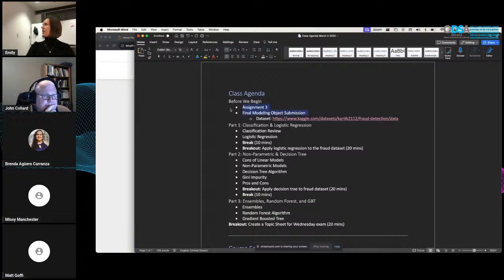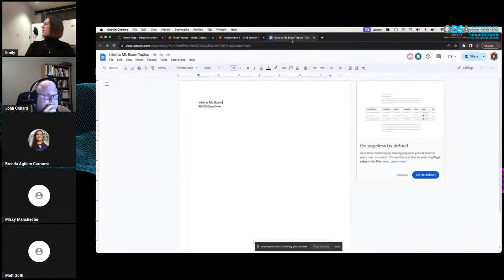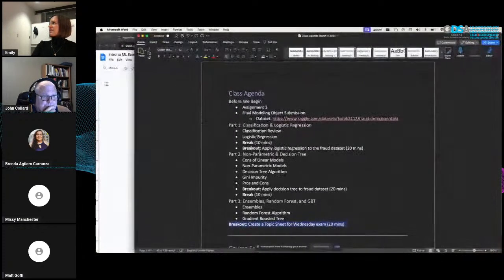We'll go through those. And then at the end of the class today, all of us will walk through together and create a topic sheet for Wednesday's exam. So right now, just a blank sheet, intro to ML exam. It'll be about 1 hour, with 20 to 25 questions. We'll add some topics, in the spirit of ensembles today, which we're going to talk about in part 3, to study for that test.